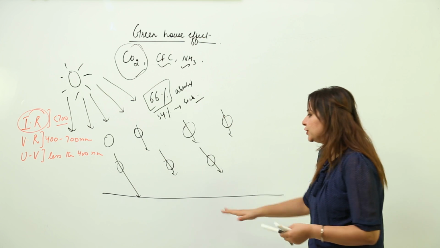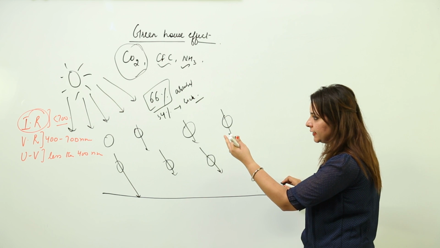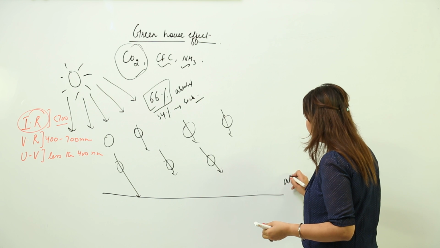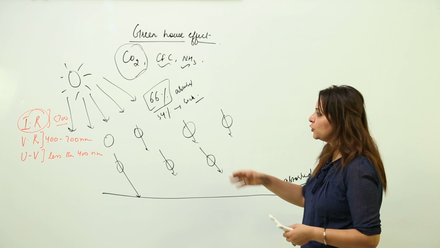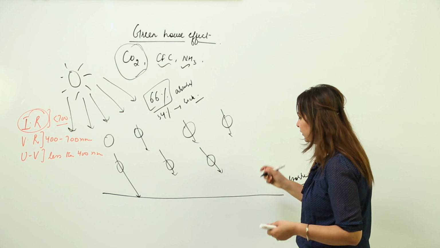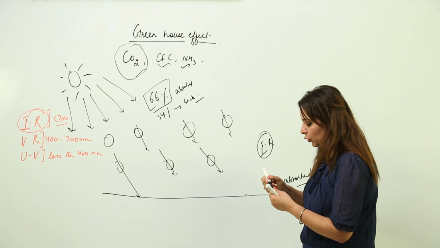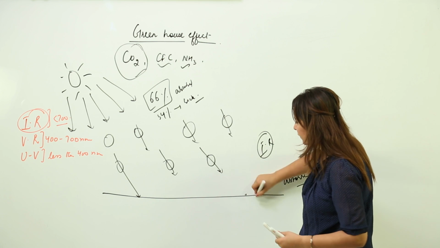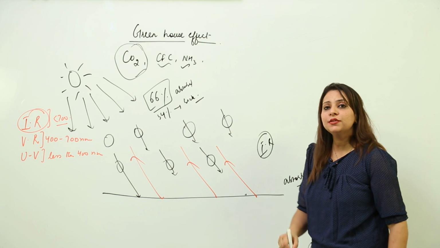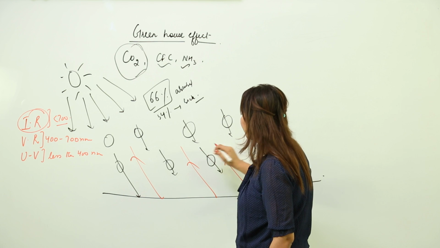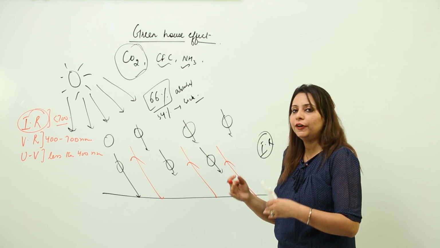When these radiations fall on the earth's surface, UV and visible light get absorbed. And the one which is of the larger wavelength, particularly the infrared, gets reflected back. I will draw it with the red one. They get reflected back, and when they do, their wavelength increases further.